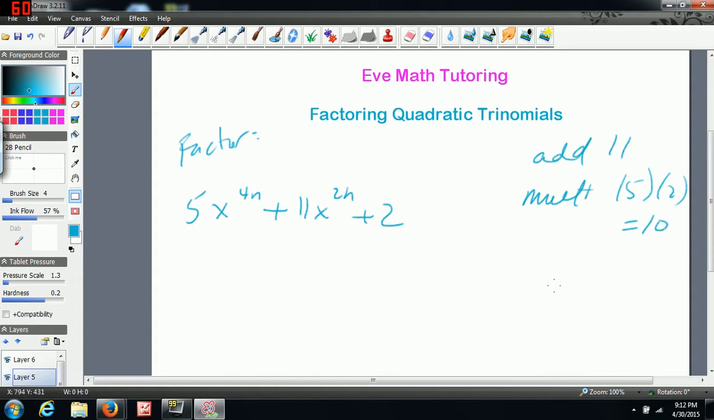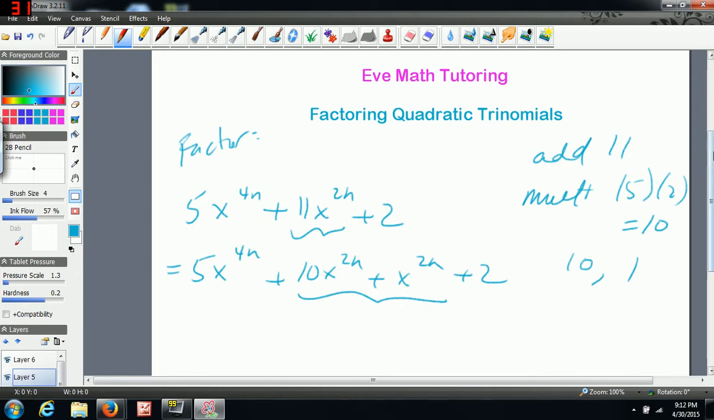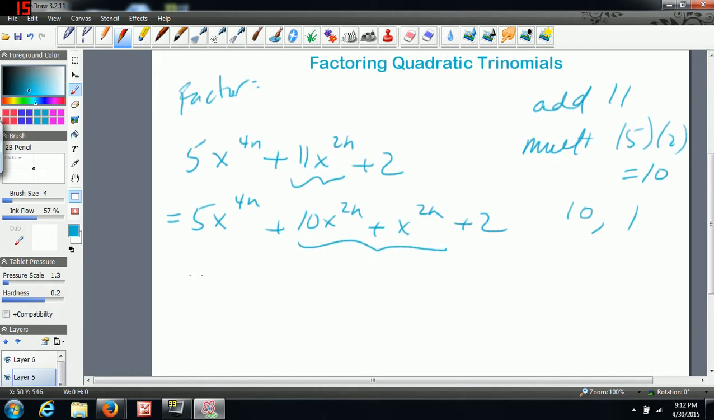So two numbers that multiply to 10 and add to 11 are 10 and 1, both positive. So I'm going to replace the middle with 10x to the 2n plus 1x to the 2n plus 2. So the middle gets replaced with that. Okay, so now, what's common over here? Well, 5x to the 2n is the biggest thing I can factor out of these two. So then I'm left with x to the 2n plus 2.